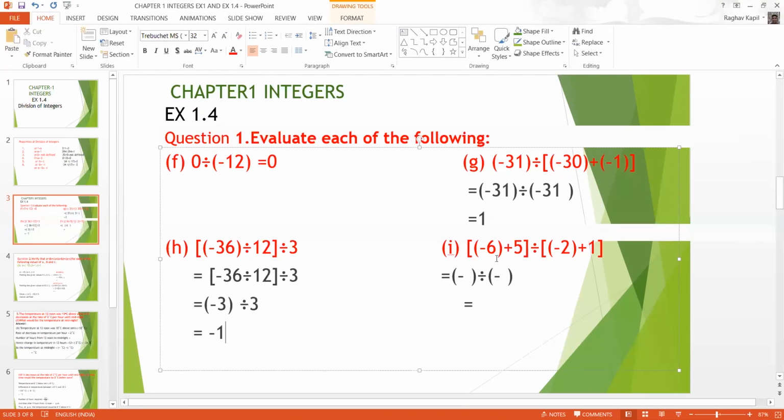Now come to this one. There are two brackets, two square brackets. First of all, we will solve the digits within the bracket. Minus 6 and plus 5, when we add, what will it come to? Minus 1. And minus 2 plus 1, so 2 minus 1 is minus 1. And when minus 1 is divided by minus 1, 1 ones are 1, but it will be positive. Why? Because both have like signs.